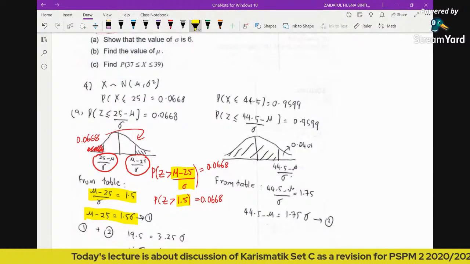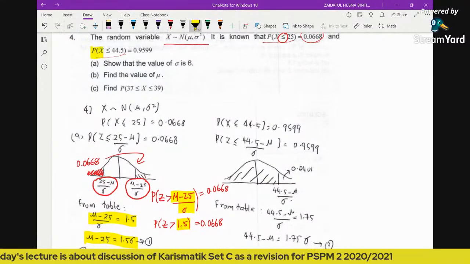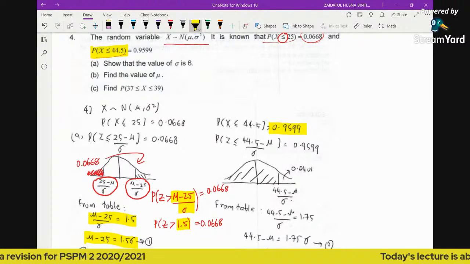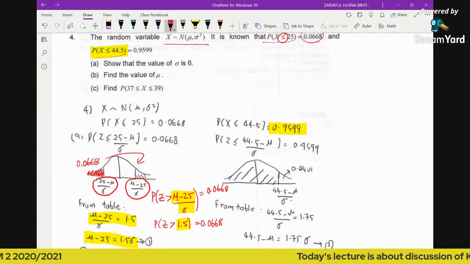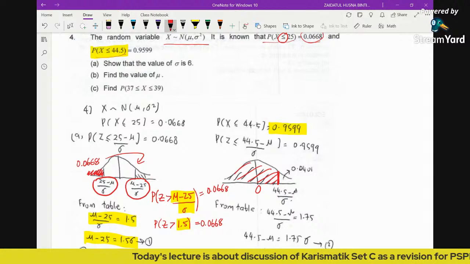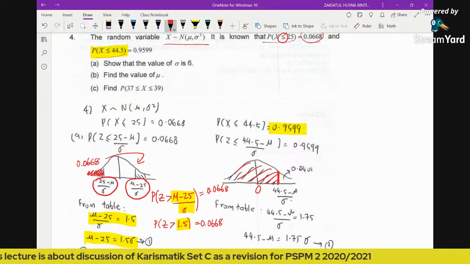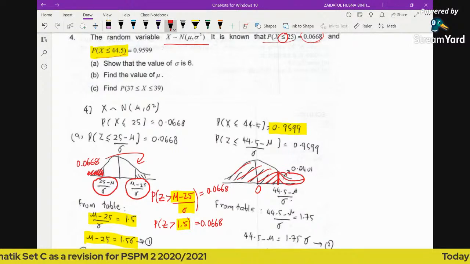Next, we are given the second piece of information here: x less than or equal to 44.5 is 0.9599. It is so big, right? It is greater than 0.5. So once you draw the bell-shaped curve, you will notice that the z-score is actually located here on the right of 0. This is 0 and this is the z-score. So we just get the complement area, which is 1 minus 0.9599. You will get 0.0401.